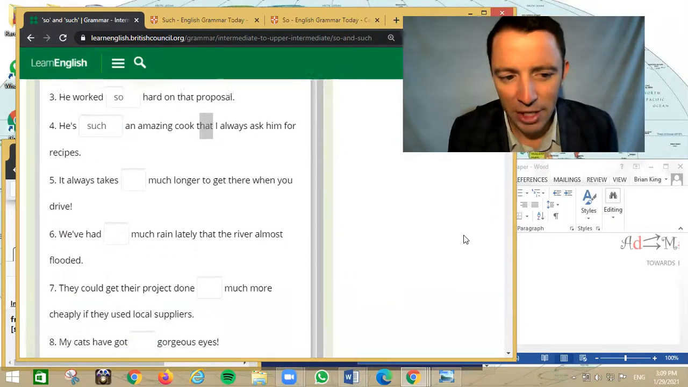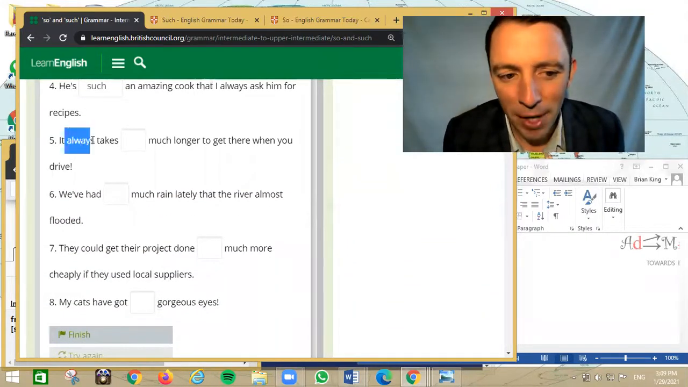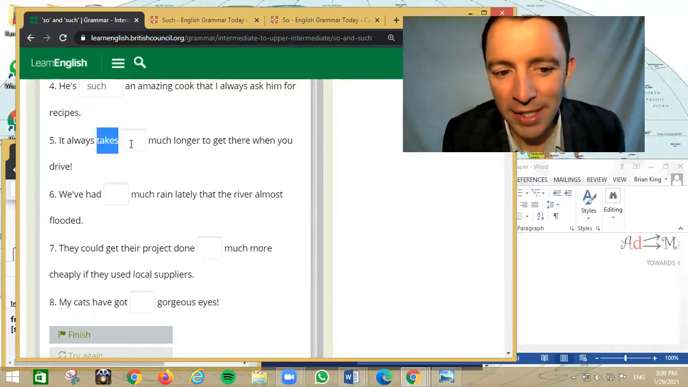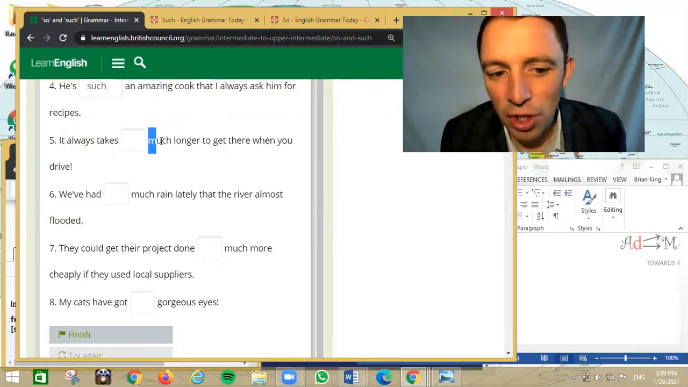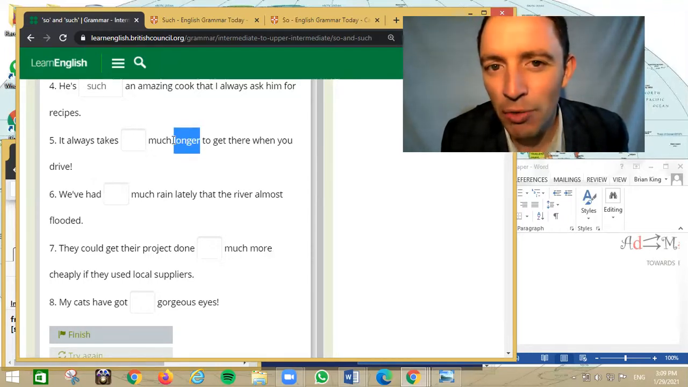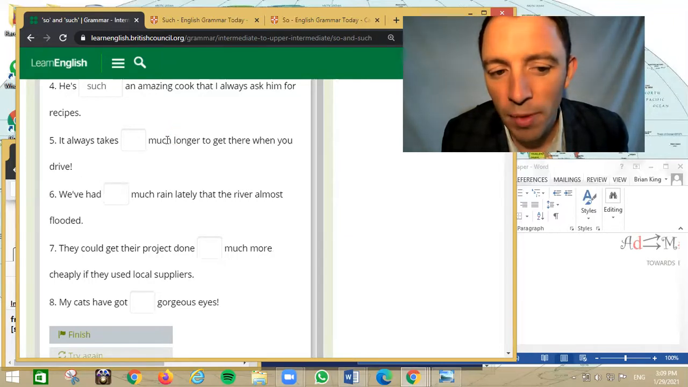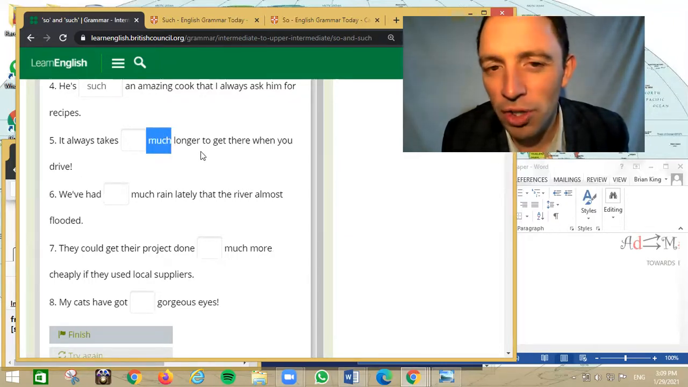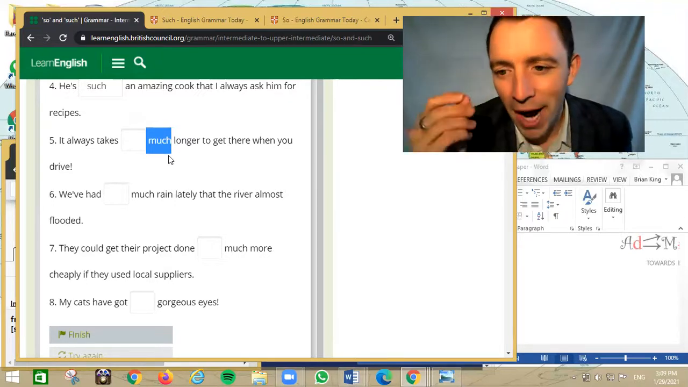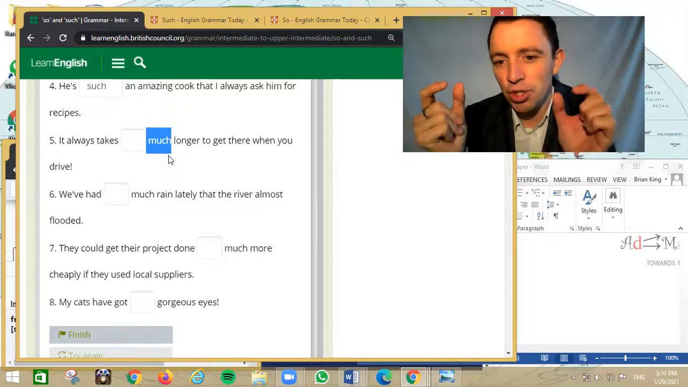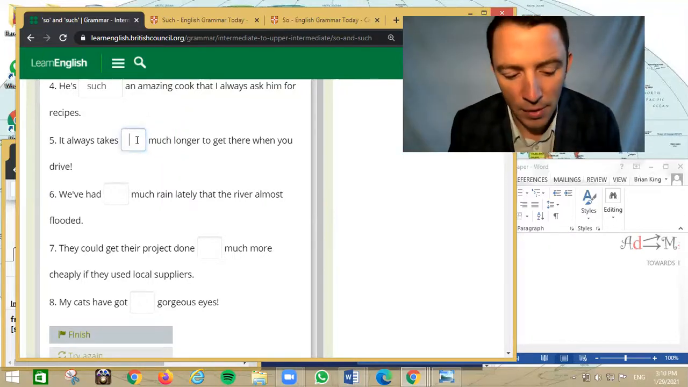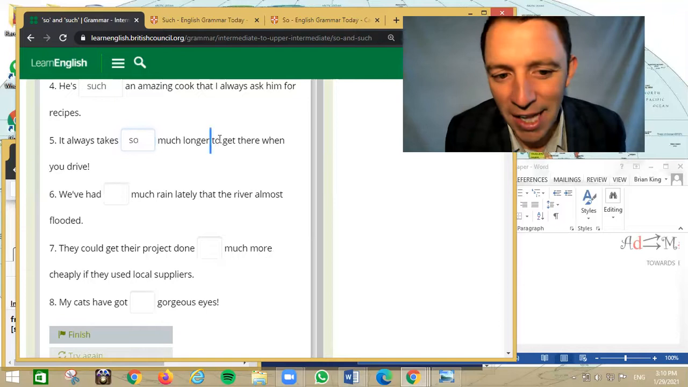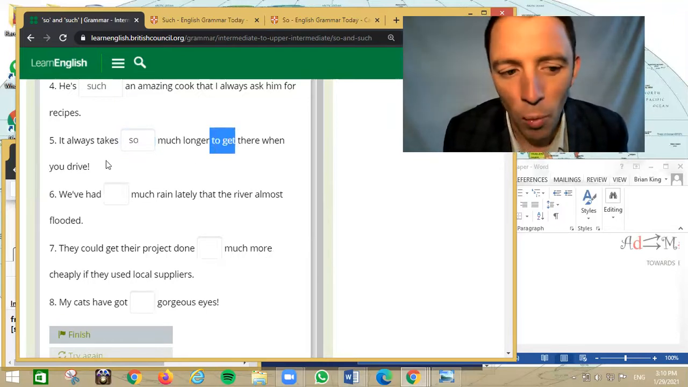I'll just move down the page. It always, siempre, takes, tomar, it always takes much longer. So this is comparative. Adjective comparative. And for that reason, you remember the rule, it's necessary so much with the adjective. So much longer, so much happier, so much more interesting. So for comparative adjective, it's necessary so much together. So much more exciting to get there, to arrive there when you drive.